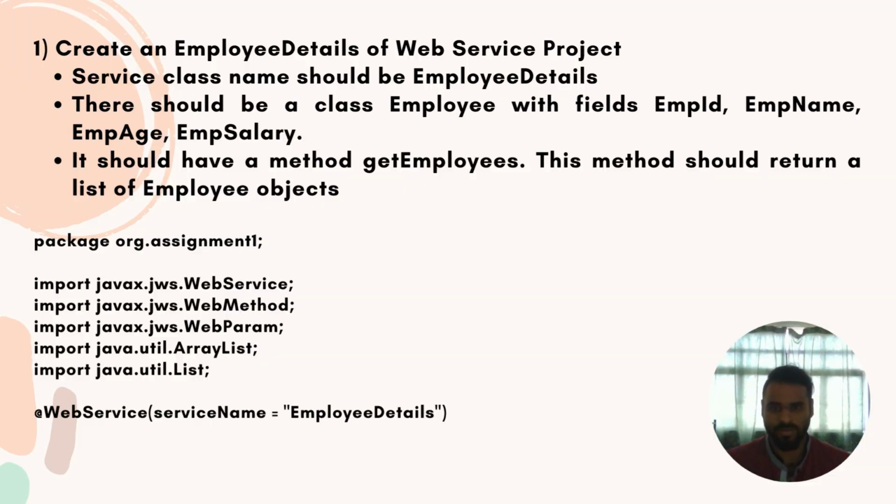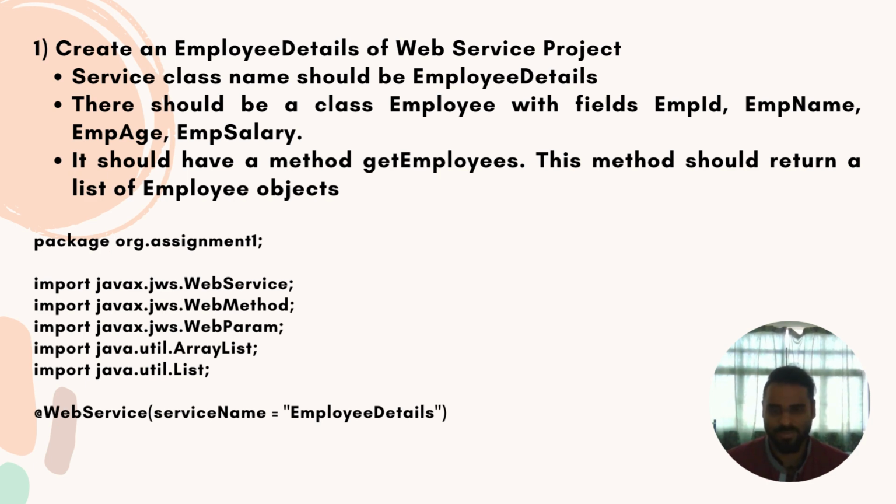So the provided code is an example of a web service project that exposes an employee detail service. It defines a class named EmployeesDetails that contains a nested class called Employee, representing an employee's details. So here's the explanation for the code below.